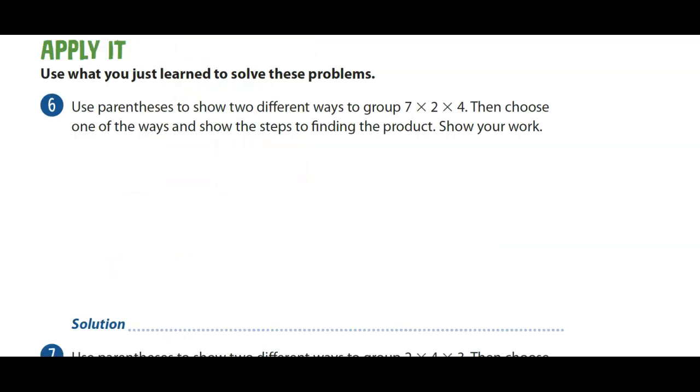We talked about this on the first column. It says use parentheses. Those are parentheses if you didn't know. It says use parentheses to show 2 different ways to group 7 times 2 times 4. So I'm going to write them out first: 7 times 2 times 4. Tell me, which numbers could I group together? 7 times 2. Sure, let's do that. That's one way to group them.